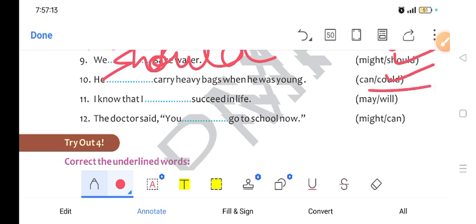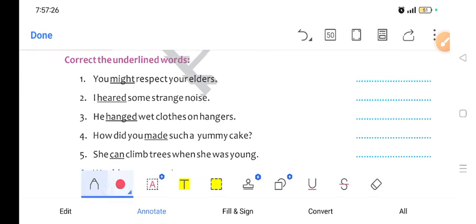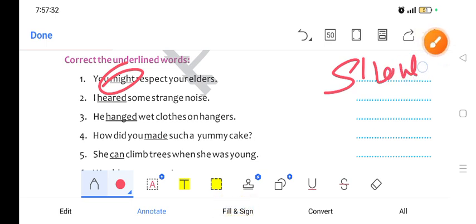I know that I will succeed in life. It means you are sure about it. I will. The doctor said you can go to school now. Next is correct the underlined words. You might respect your elders. No, you should. So might is incorrect. Put here should.